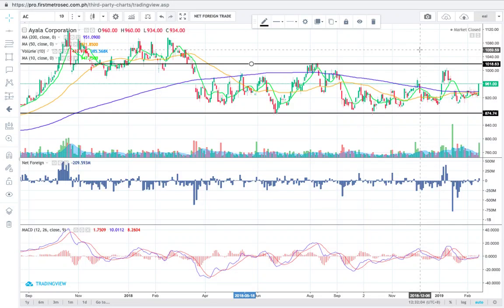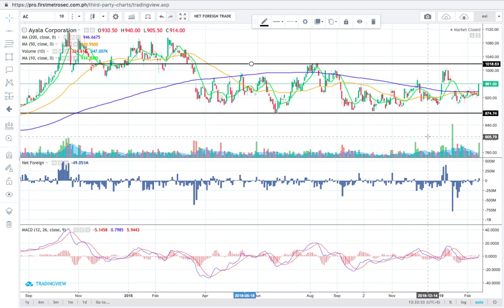So the major support of Ayala Corporation is somewhere near 874.74, or to round it off, somewhere near 875 pesos. Now its resistance level is somewhere near 1018 pesos, or to round it up, somewhere near 1019 pesos a piece or per share.